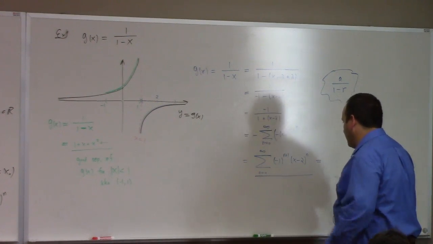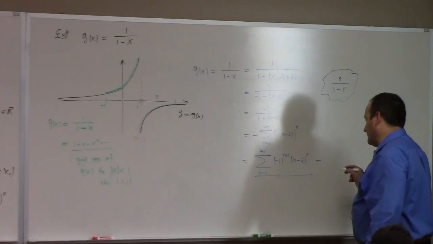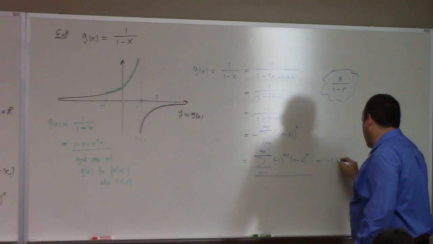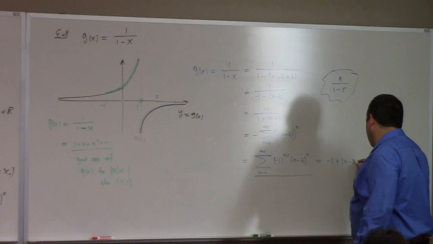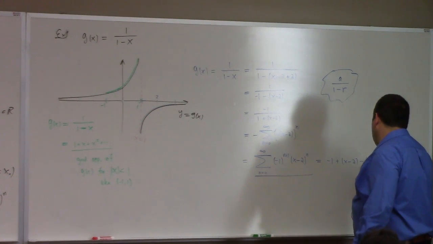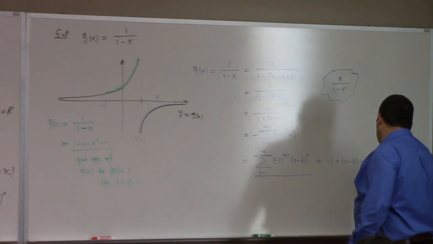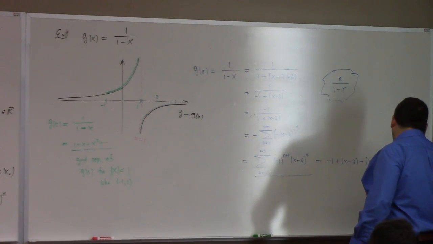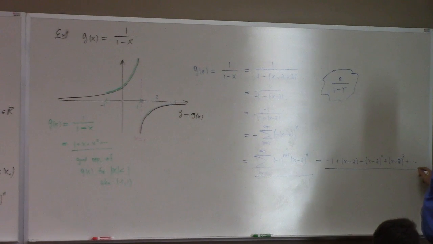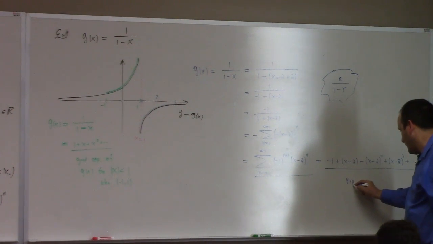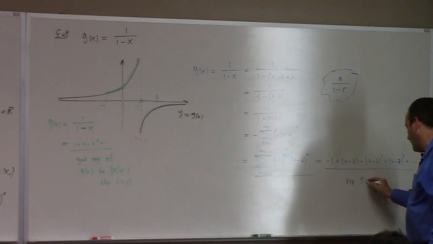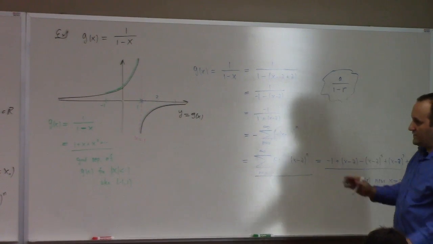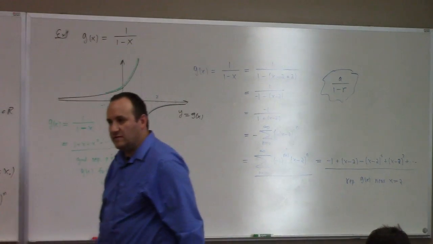Or if you want me to expand on that, n equals 0 gives me a minus 1, and then I get plus x minus 2, and then I get minus x minus 2 squared, and then I get plus x minus 2 cubed, and so forth. So this represents g of x near x equals 2. What's in green represents g of x near x equals 0, right?